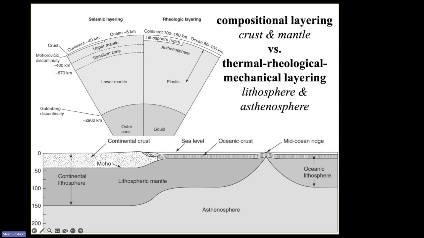And in the lower part of this figure, you see the two major units of the thermal, rheological, mechanical layering, which is the asthenosphere underneath and the lithosphere above. Okay, we're going to keep digging into this.